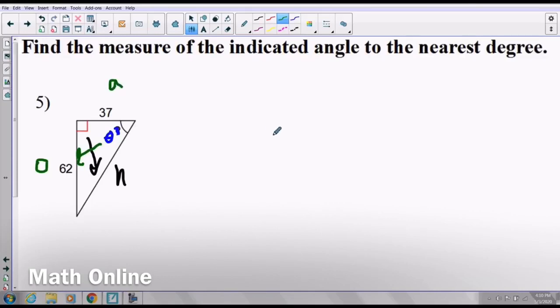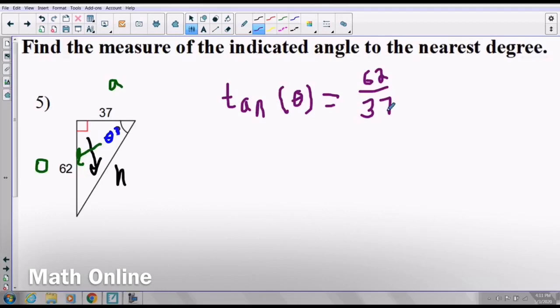Awesome. All right, so with that in mind, we will write our equation. So this would say tangent. Do we know what the angle of interest is? No, we don't. So I'm just going to write theta. So here we go. So tangent of theta is equal to, what's our ratio? Opposite over adjacent, right? For tangent. So opposite over adjacent. So 62 over 37. Remember, SOH CAH TOA. So here we go.